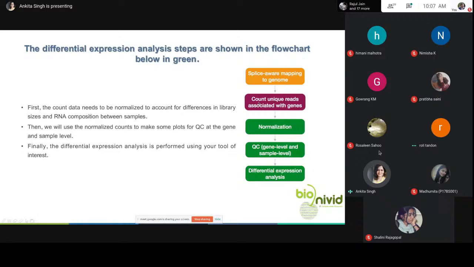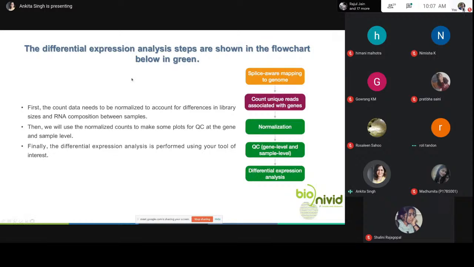How does a differential expression analysis take place? Till generating the count data is okay, fine. Once you get the count data, think about a matrix where in the column you have the name of the gene, and in the rows you have the sample, and then the entire matrix has how many reads have aligned to that particular gene.